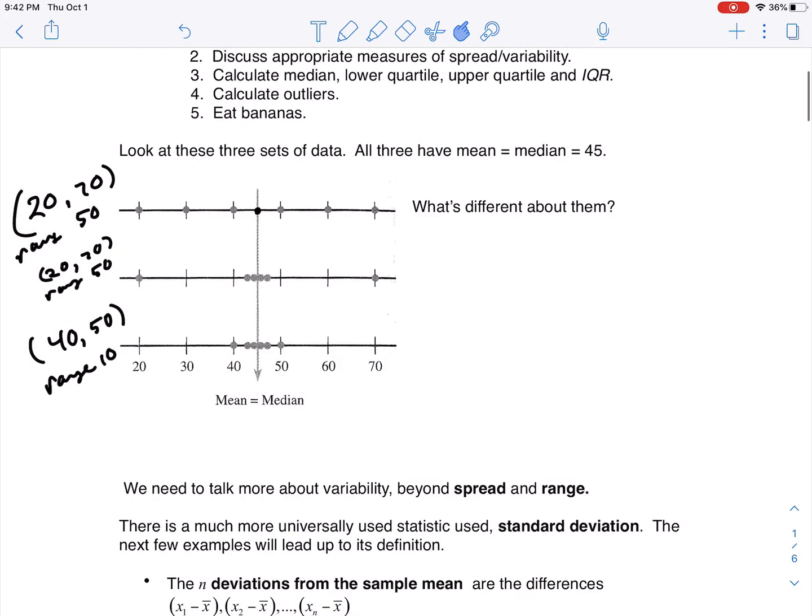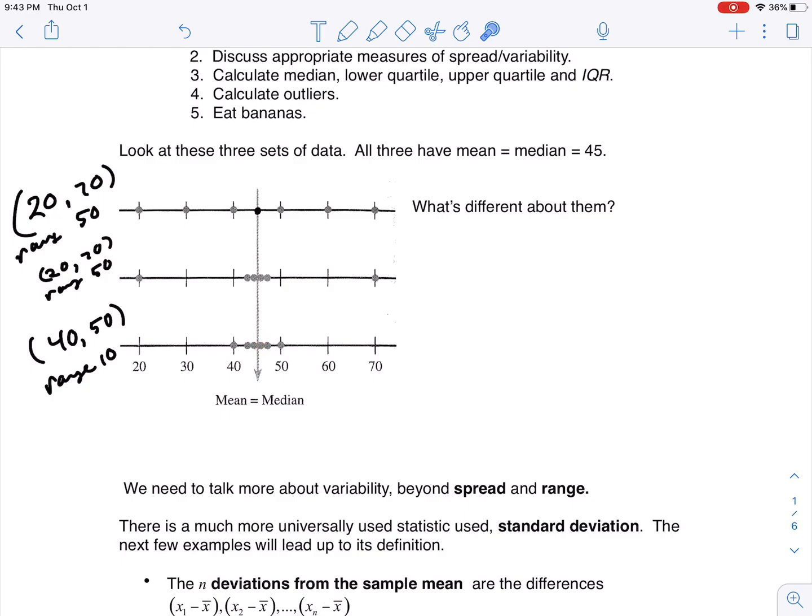Taking a look at this one, very different. We've got this cluster right here and these outliers right here. But still, we have a spread of 20 to 70, a range of 50, and a middle of 45. Down here, tighten things up a little bit. The spread is really small compared to the others, just a range of 10 from 40 to 50. But the midpoint will still be about 45.